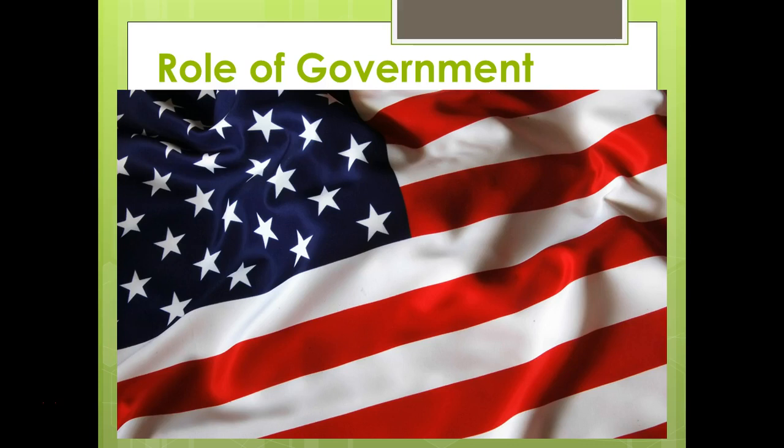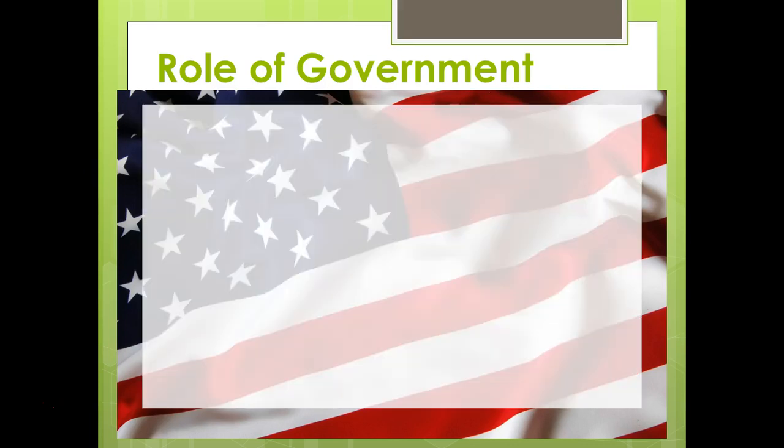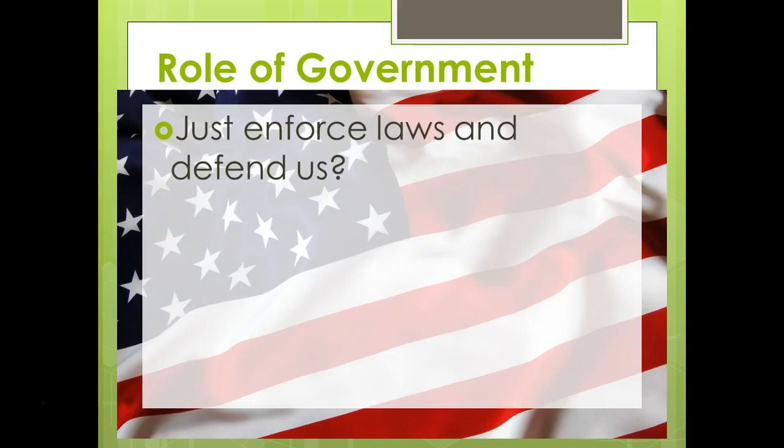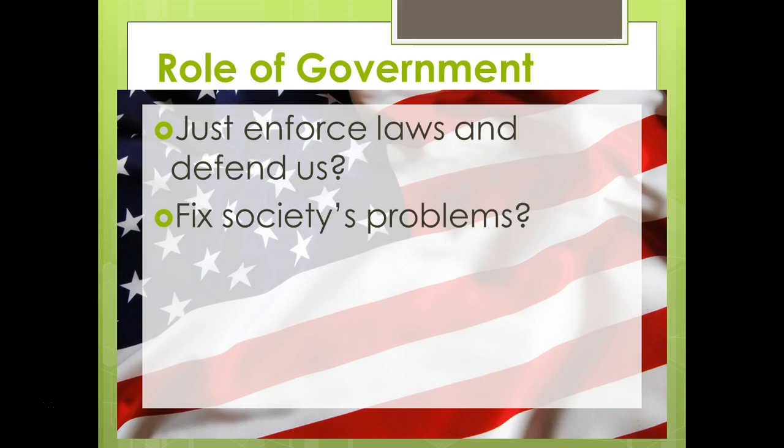So I want you to think for yourself about what the answers to these questions should be from your opinion. Should the government just enforce laws and defend us with an army to keep us safe? Is that all the government should do? Or should the government try to help fix some of society's problems? Problems like inequality, problems like discrimination, poverty, lack of health care. Should the government try to fix those problems for people?